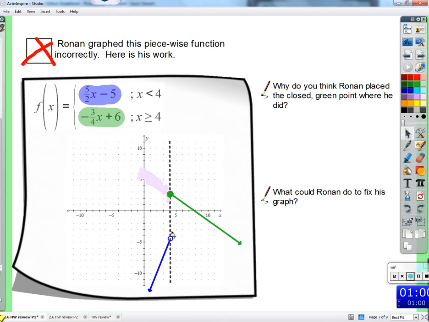I could do a similar thing with this guy right here, right? What does this open blue circle represent? It represents that it's not equal to 4. That's what the openness represents. But what about that it is at negative 5? It's at y is negative 5. He's mistakenly graphed the y-intercept on the border, right? Exactly.